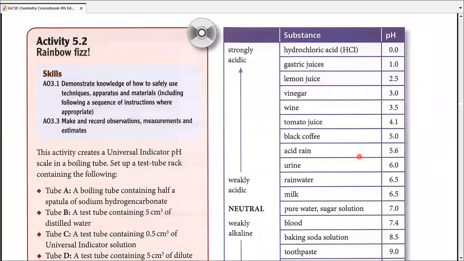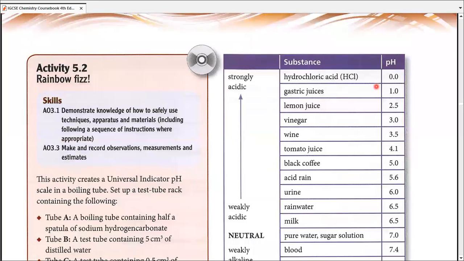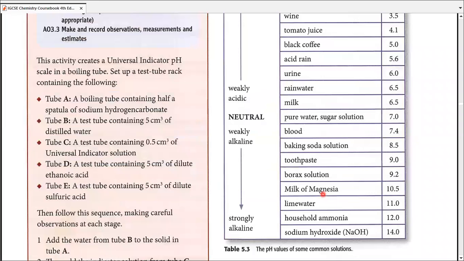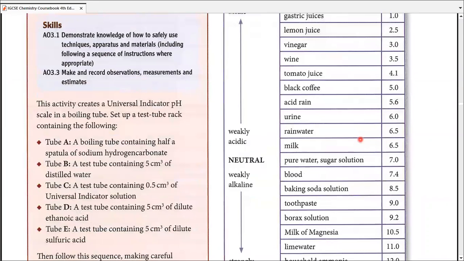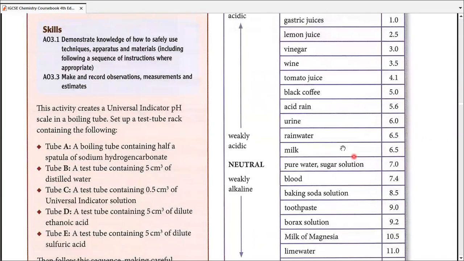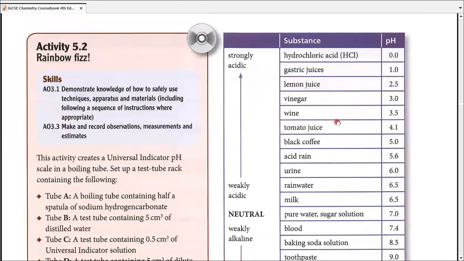And for the most common aqueous solutions, you will see a big table over here, table 5.3, where they talk about different things. Now, let me tell you, you're not supposed to memorize this table. This table is not for memorization, but definitely it is going to give you a very good idea where different things lie. For example, hydrochloric acid has a pH of 0. It doesn't have a pH of 0 in the human stomach. Gastric juices have a pH of 1. Lemon 2.5. Moving on, acid rain is 5.6.